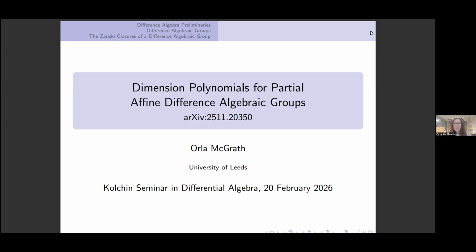So essentially, I'm researching difference algebraic groups and some finiteness properties of them. In particular, we can find the existence of a dimension polynomial. A lot of this work was done by my supervisor in a 2022 paper in the ordinary case, and I've generalized the results to a partial case.